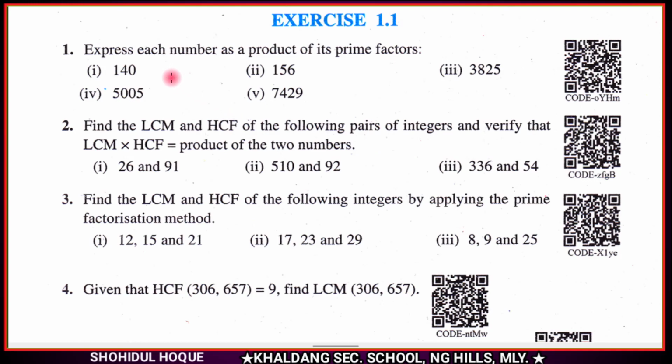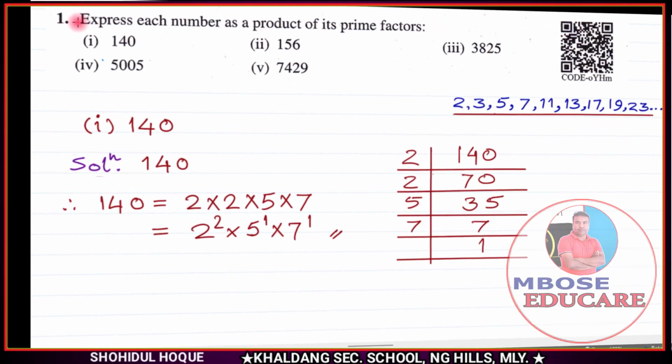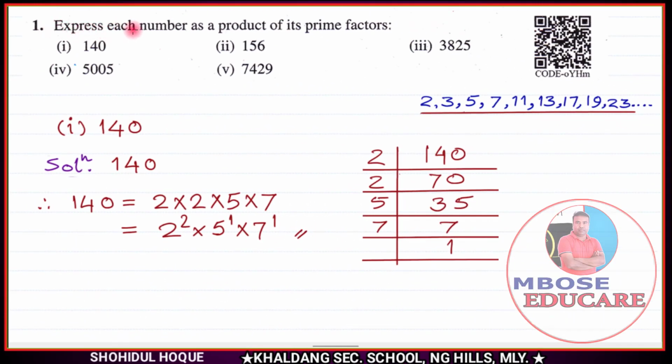Let's go to the next page where I have already solved. This is question number 1. Express each number as a product of its prime factors. Here 5 numbers are given, we have to express these numbers as the product of their prime factors. First let us take number 1. Part number 1, it is 140. We have to express 140 as the product of the prime factors, for which we write the solution 140.